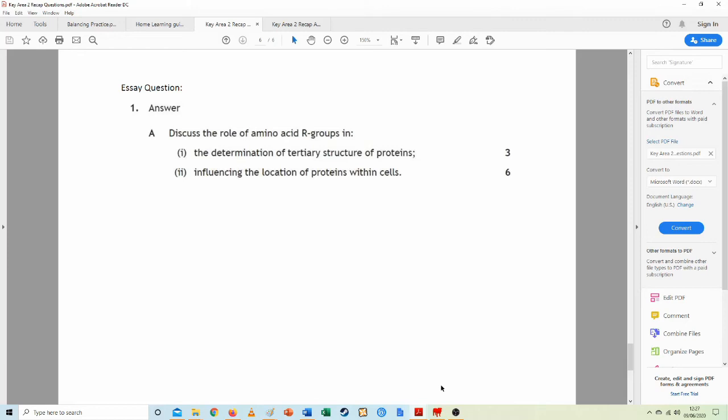So the question that I'd given you was, discuss the role of amino acid R groups in the following. So the first one's only worth 3 marks, and it's interesting what you get those 3 marks for. So first of all, discuss the role of amino acid R groups in these two things. The first thing that I would do is I would make a list of the stuff I know about R groups on a separate sheet of paper.